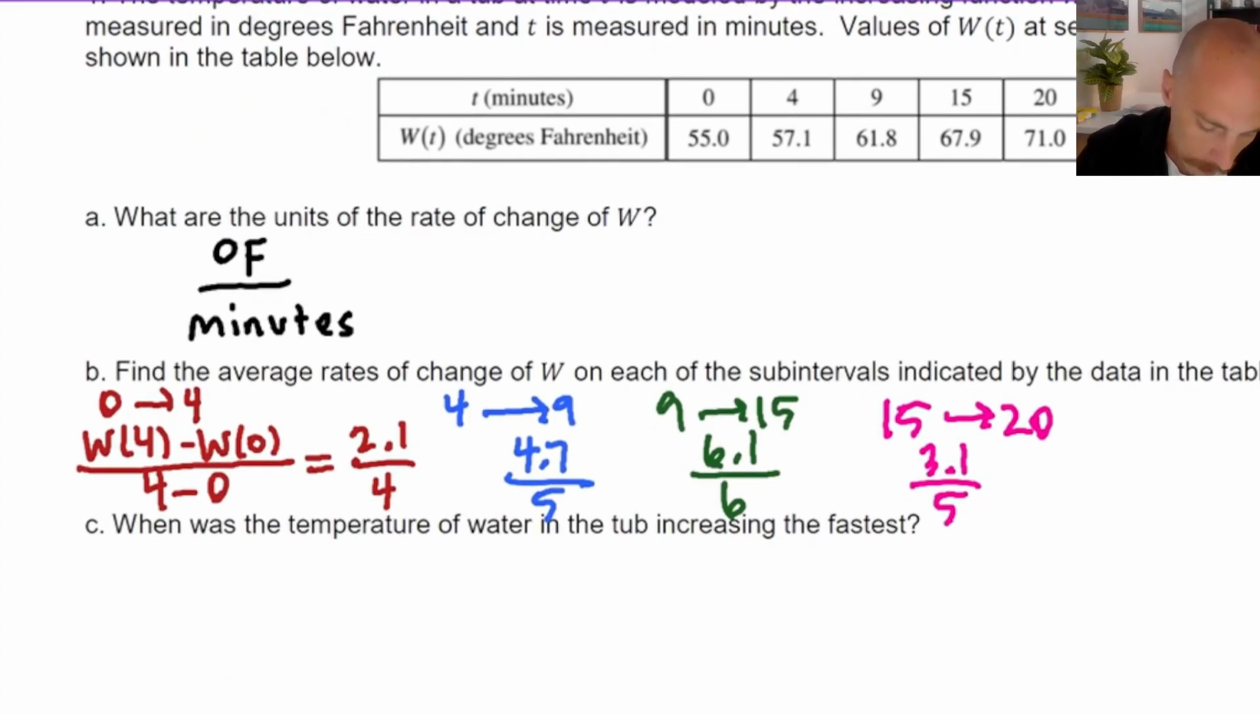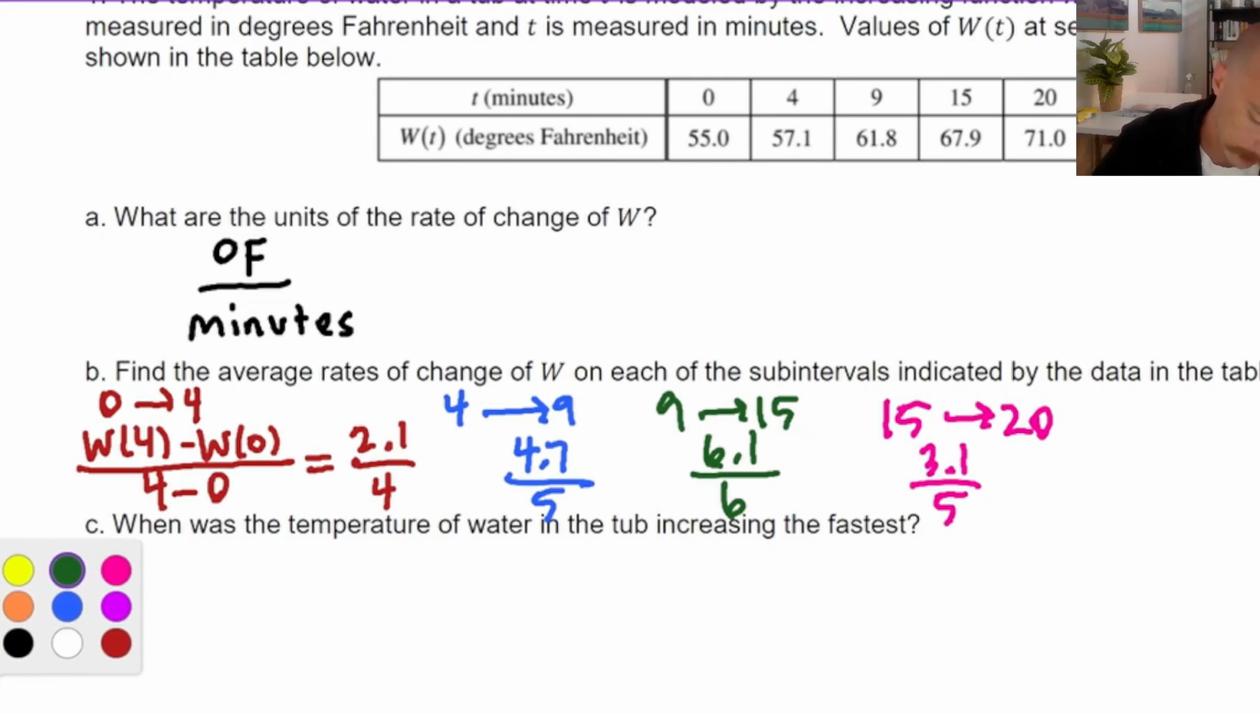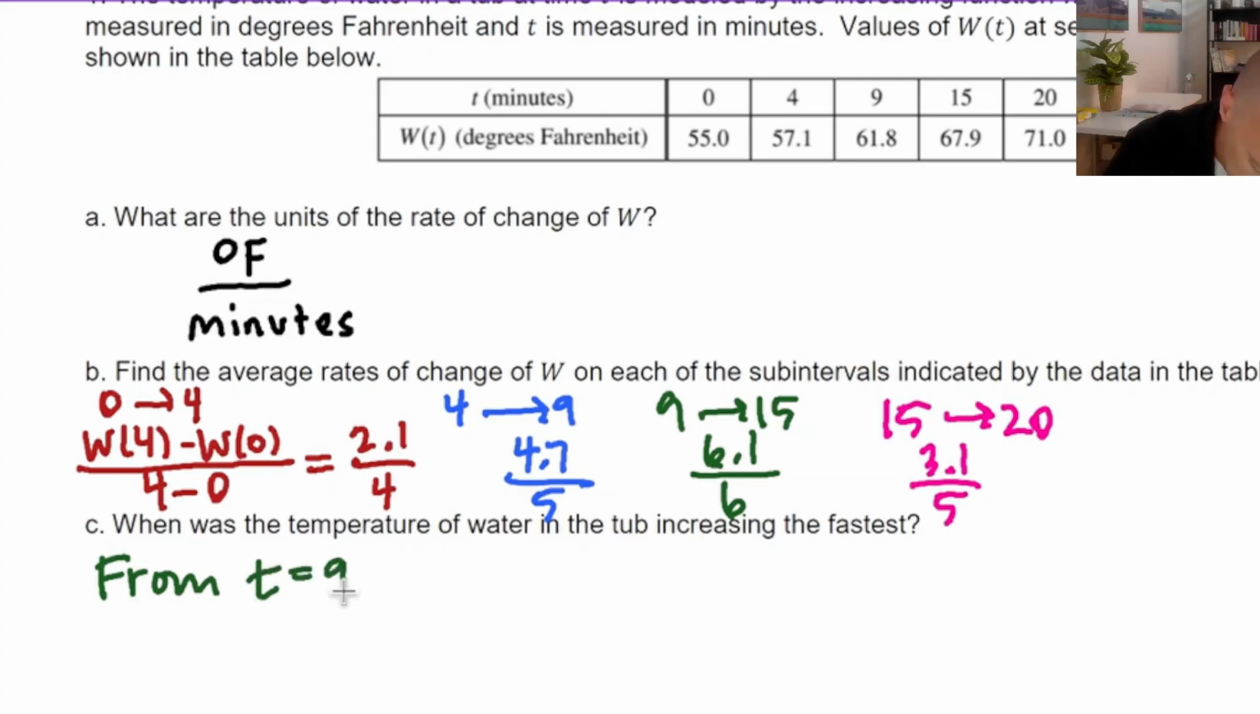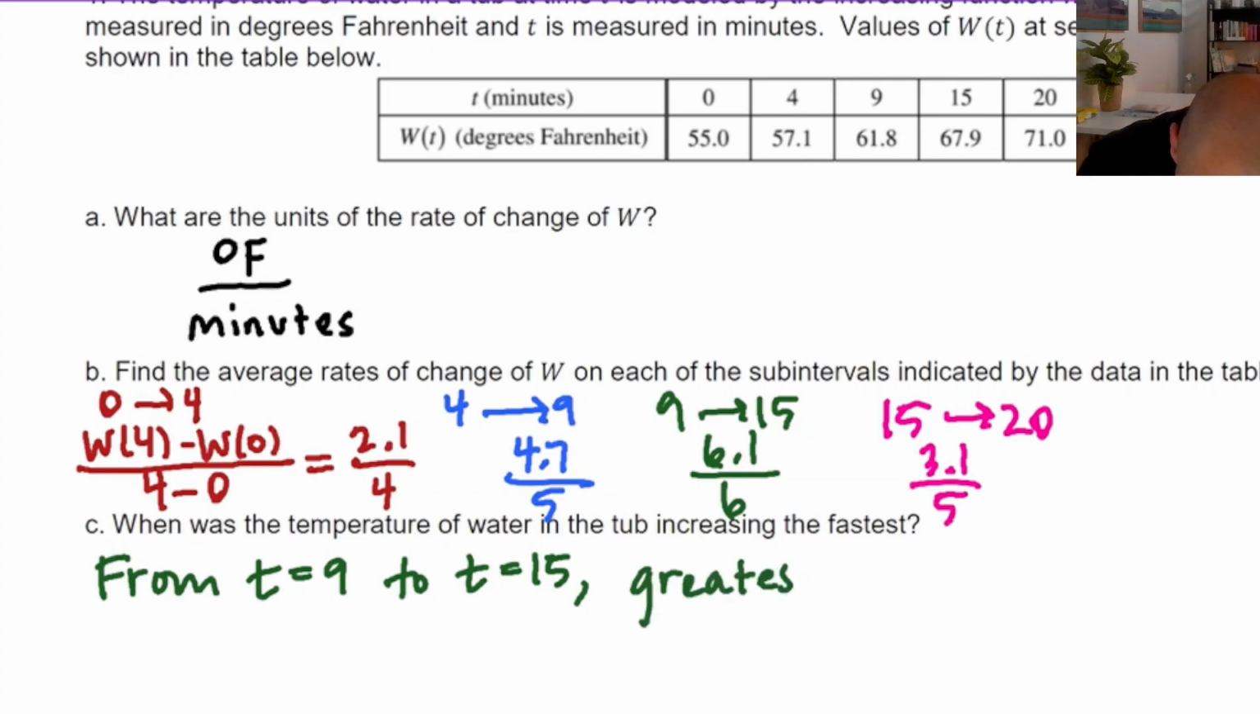All right, and when was the temperature in the tub increasing the fastest? All right, well, I would have to say during the time interval 9 to 15, because the average rate of change was the greatest, and I can tell that it's the greatest because it's the only one that's bigger than 1. The rest of these are all less than 1 because the numerator is less than the denominator. Greatest average rate of change.